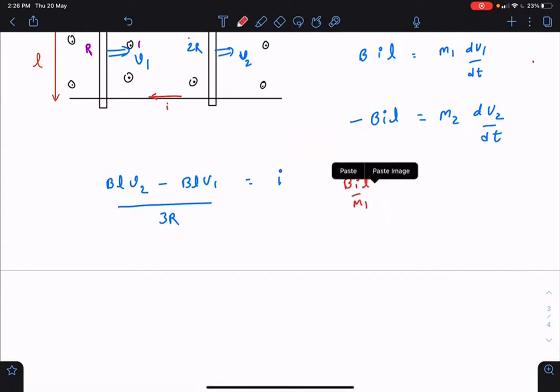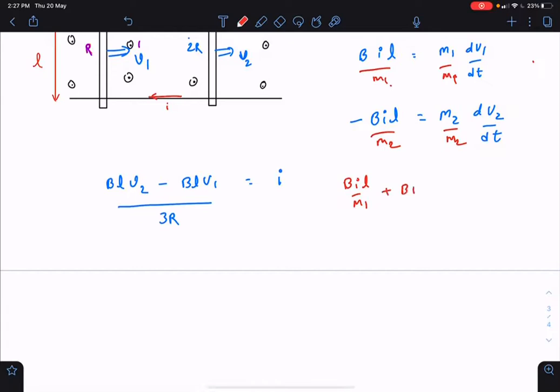So what we are doing is we are dividing both sides by m1 and by m2. So BIL by m1 will become plus BIL by m2, and this gets cancelled. So we are subtracting, so we will get V2 minus V1, which is actually what we want. So we will put a negative sign.